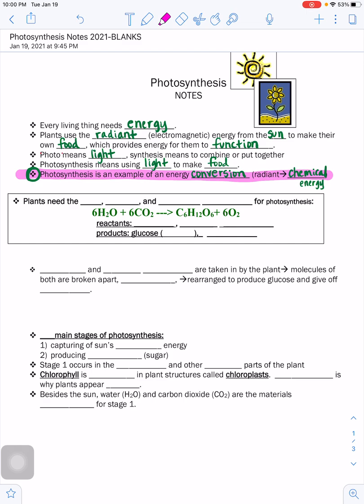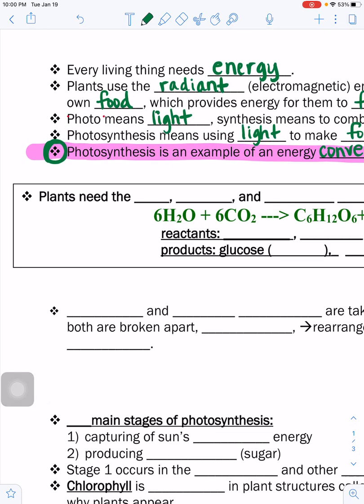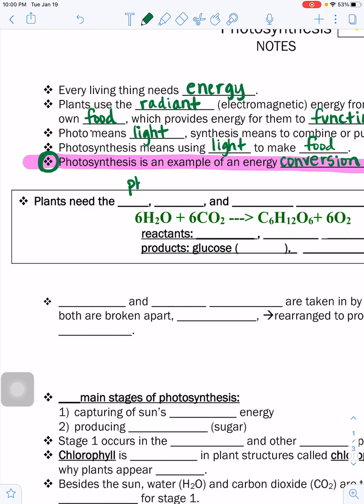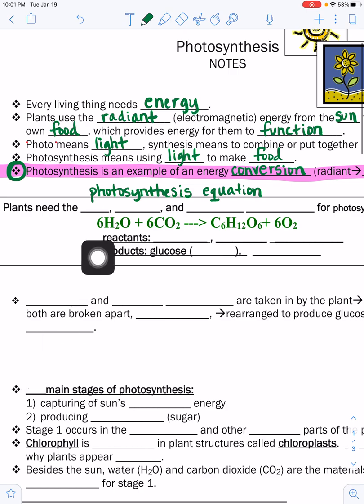Also, I want you to be able to see these symbols and numbers and identify that as the photosynthesis equation. So let me write that in over here. I think I'm going to put it at the top of the box. Photosynthesis equation. You may see all these symbols and numbers and think, I have no idea what that means, but you do. You can identify this part. It's going to be easy, I promise.